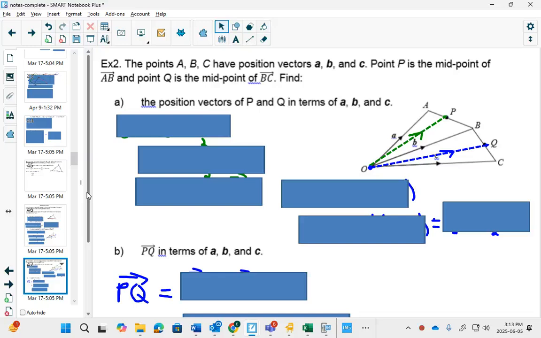Oh, now we have a more sophisticated robot. Our more sophisticated robot can go in 3 different directions, A, B, and C. And first of all, we want it to go from A to P, and from O to P and O to Q. Find those position vectors where P and Q are midpoints.